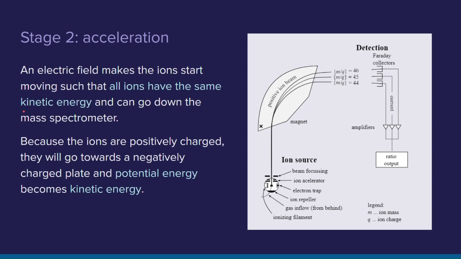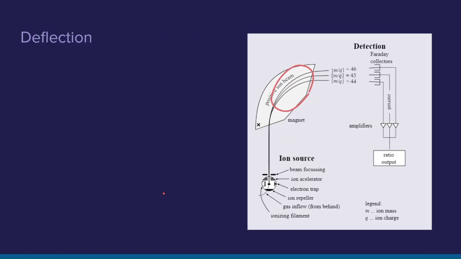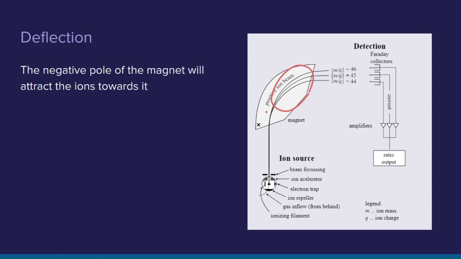It's very important that they all have the same kinetic energy. We'll learn about that later. And since the ions are positively charged, they'll go to a negatively charged plate, and the potential energy from the voltage will become their kinetic energy. So in deflection, I've handily circled this here.